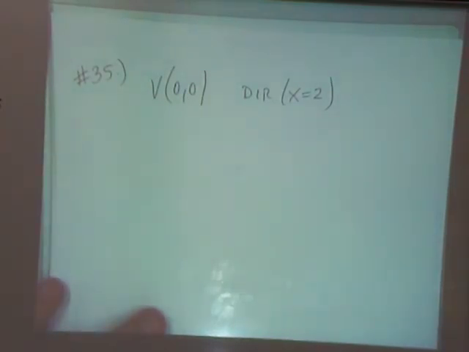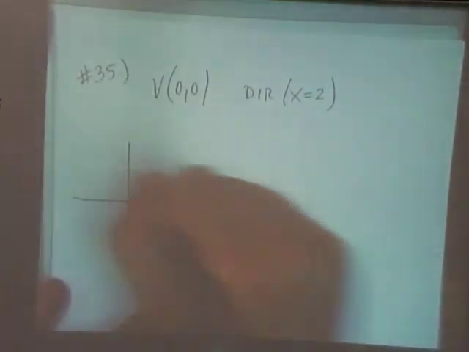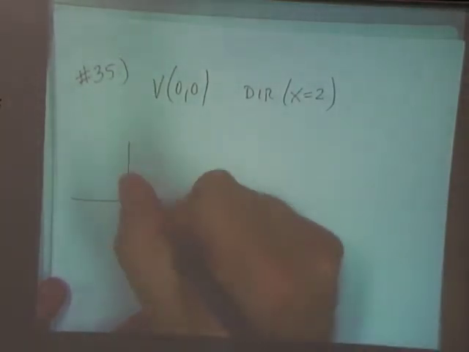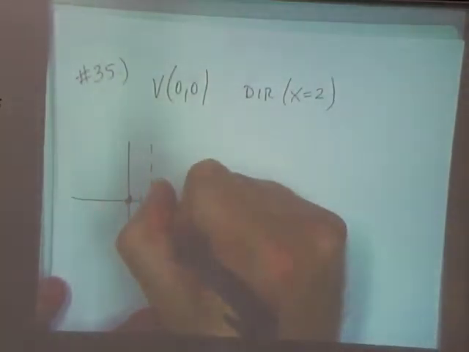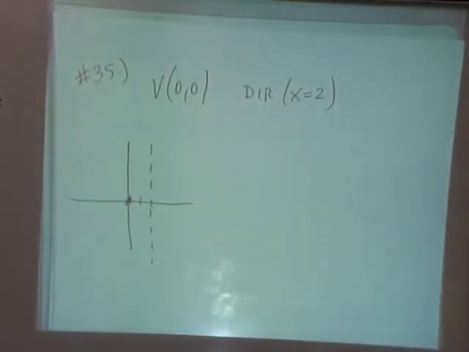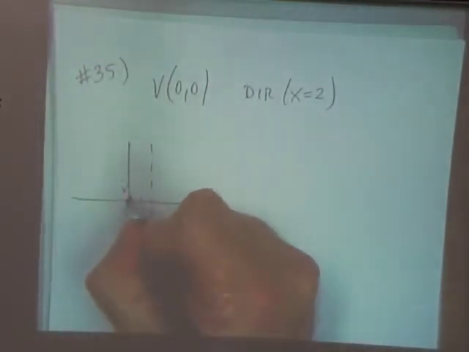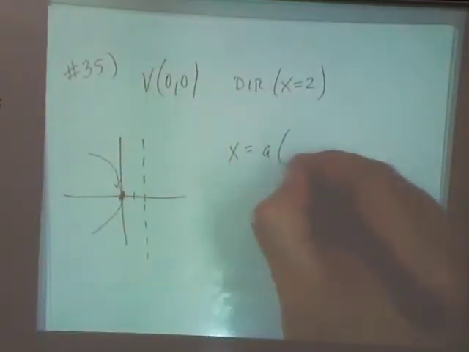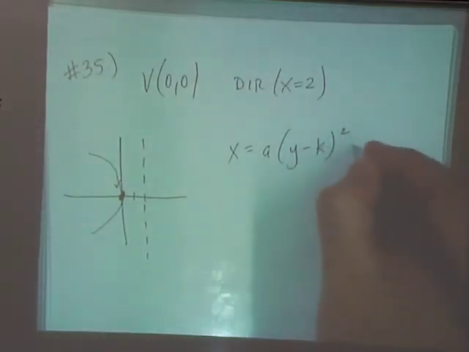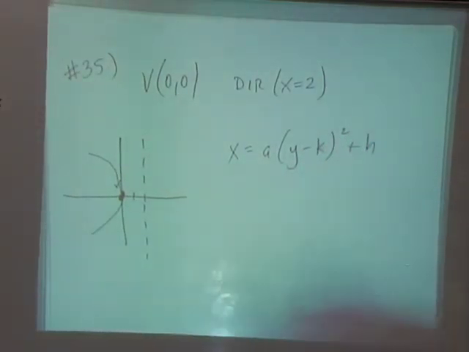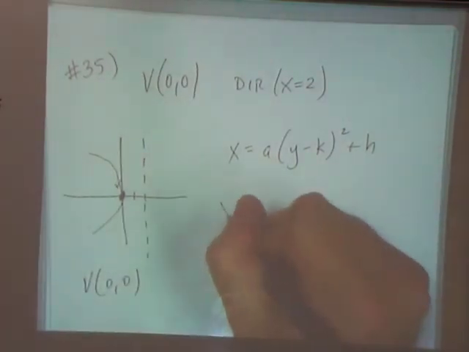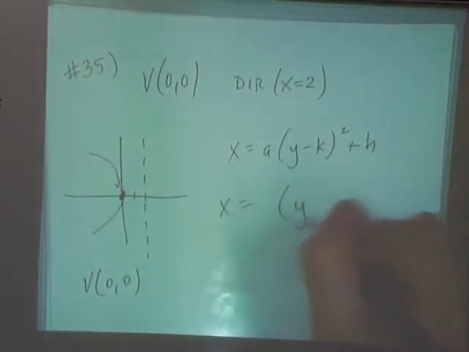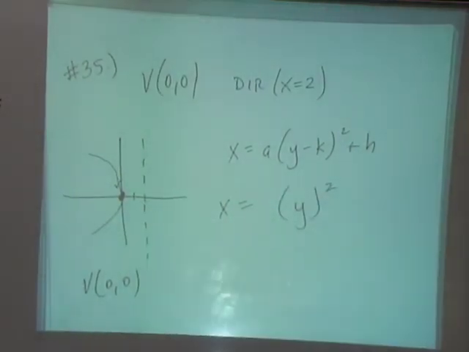Okay, so my directrix is x equals 2. If we sketch this, vertex, x equals 2. Which way is this thing opening? That's my vertex. It's opening to the left, so that's going to be x equals a times (y minus k) squared plus h. We know our vertex already is 0, 0, so I can plug that in. It'll be x equals a y squared. The h and the k are zeros, so I don't need to write those anymore.